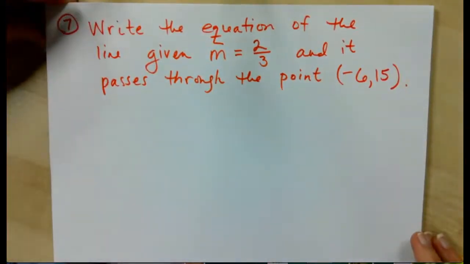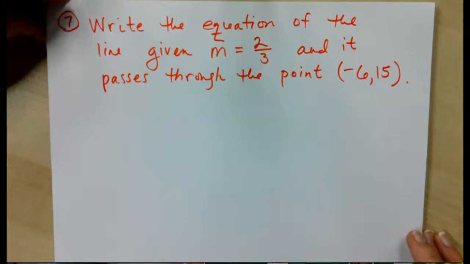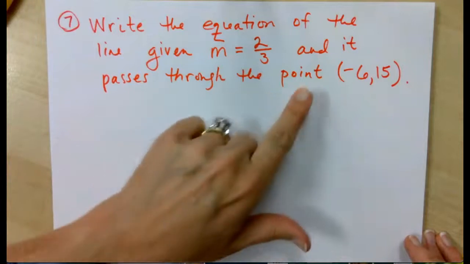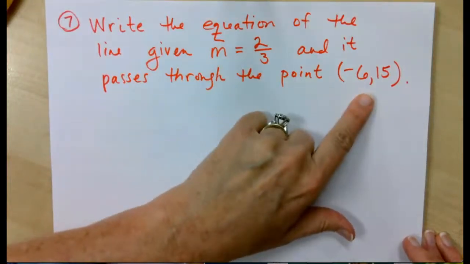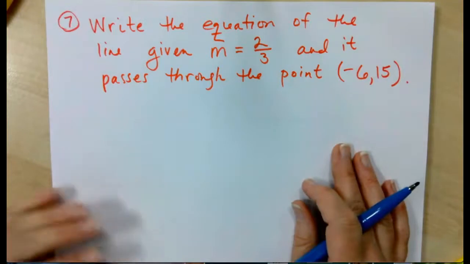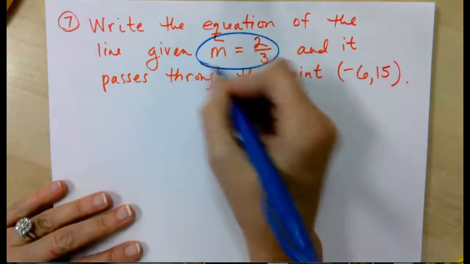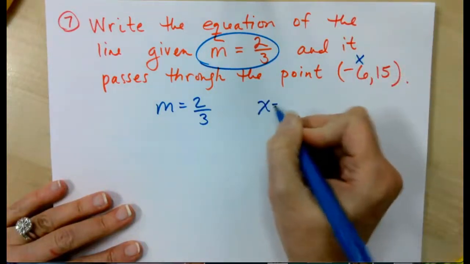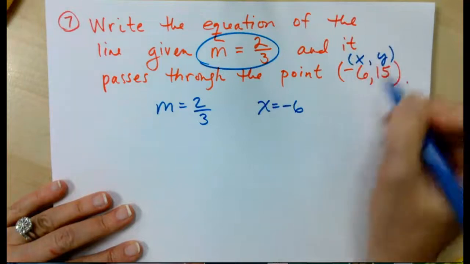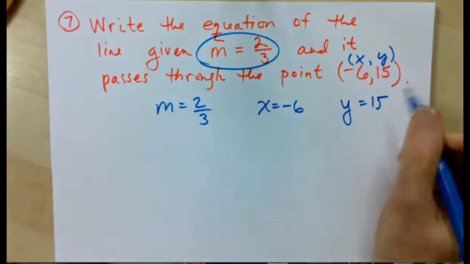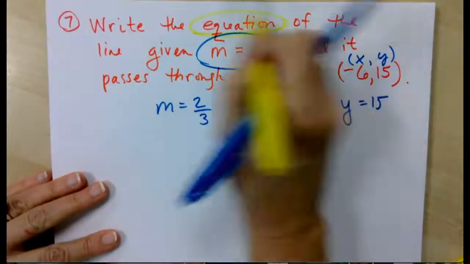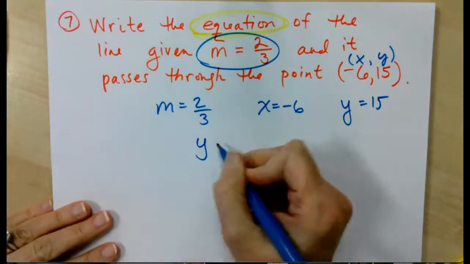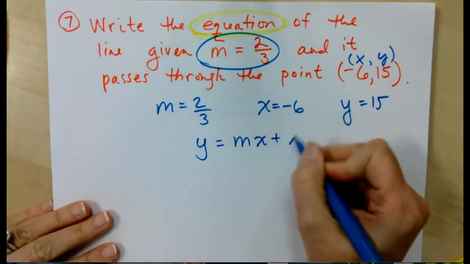Last question. Write the equation of the line given the slope equals 2/3 and it passes through the point (negative 6, 15). So think about the information that we know here. We know that m equals 2/3 and we know that x is negative 6 and y is 15. So if we want to write the equation of the line, we're going to do that in slope-intercept form, which is y equals mx plus b.